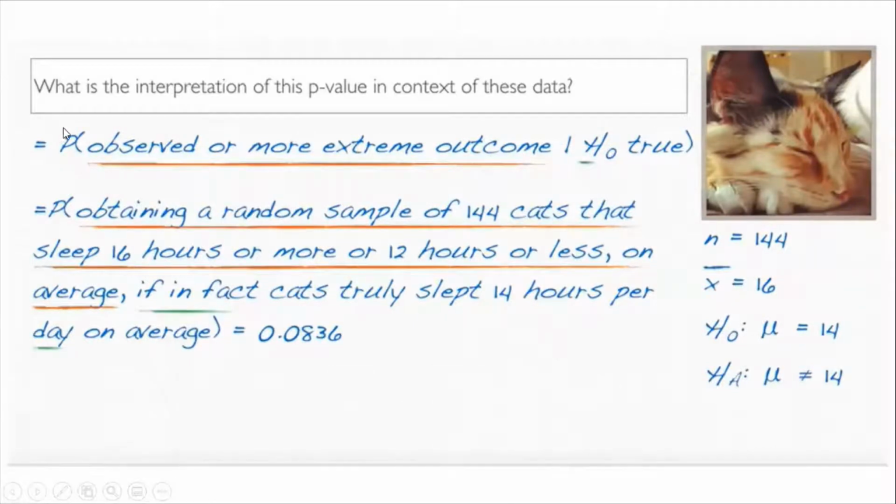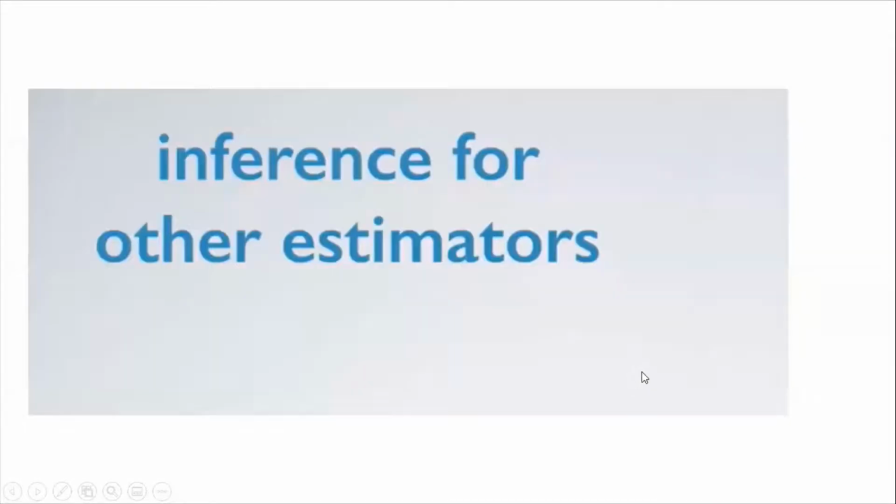What is the p-value? The p-value is, given the null hypothesis is true, the probability of getting our result. The probability of getting our result is 0.08, which means there is an 8.36% chance that this result can happen by chance. So the difference between cats and dogs can happen by chance. Basically, we cannot reject the null hypothesis in this case.